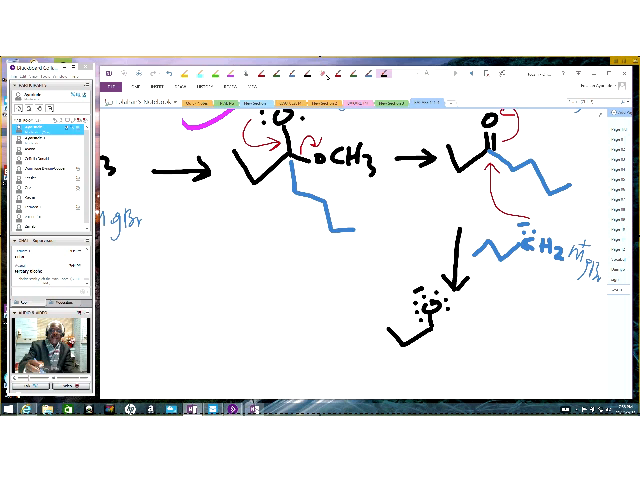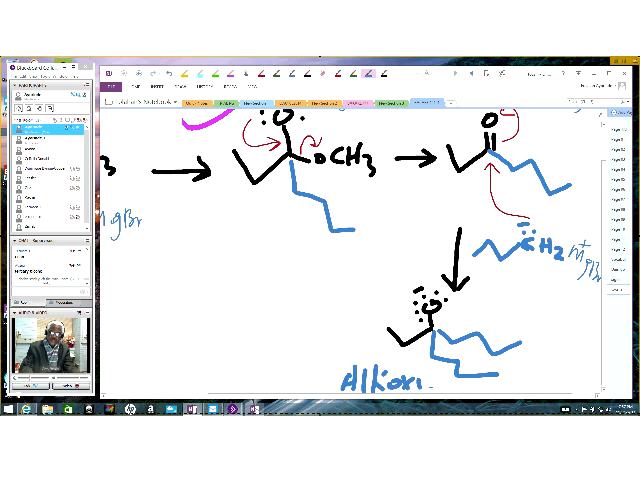I got too many electrons there. Let me take out one of these here. And then we have this, one, two, three, four. Okay, so now we form this intermediate alkoxide. Of course, you see somewhere here the magnesium is complexing with the negatively charged alkoxide.